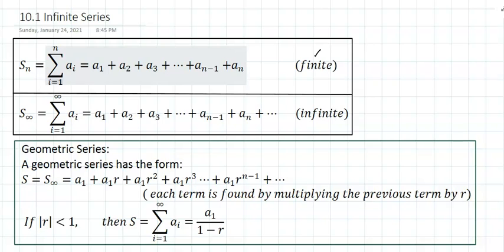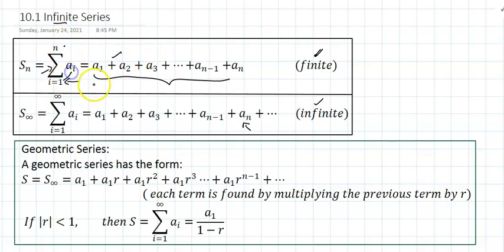10.1 talks about infinite series. So what a series is, it's the sum of a set amount of terms. Some are finite, some are infinite. We're interested in the infinite, of course. But the finite, you start at 1 and you sum.